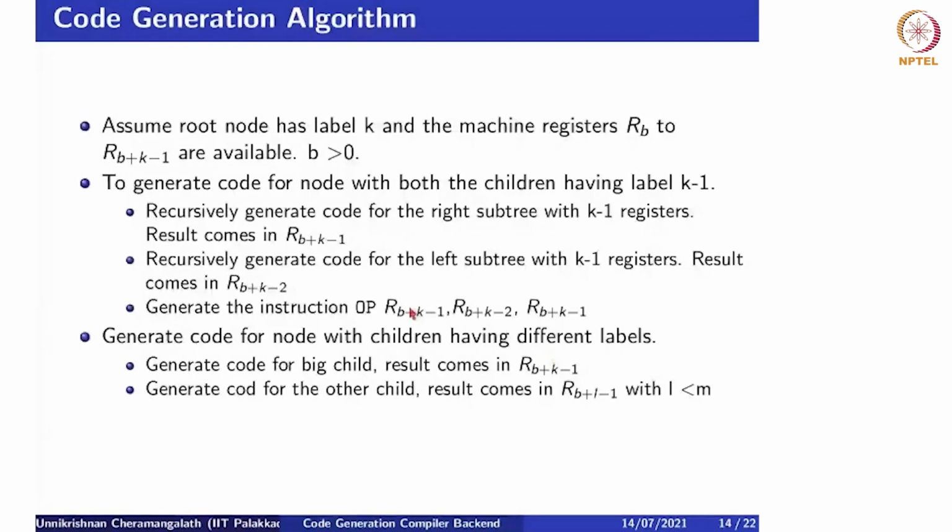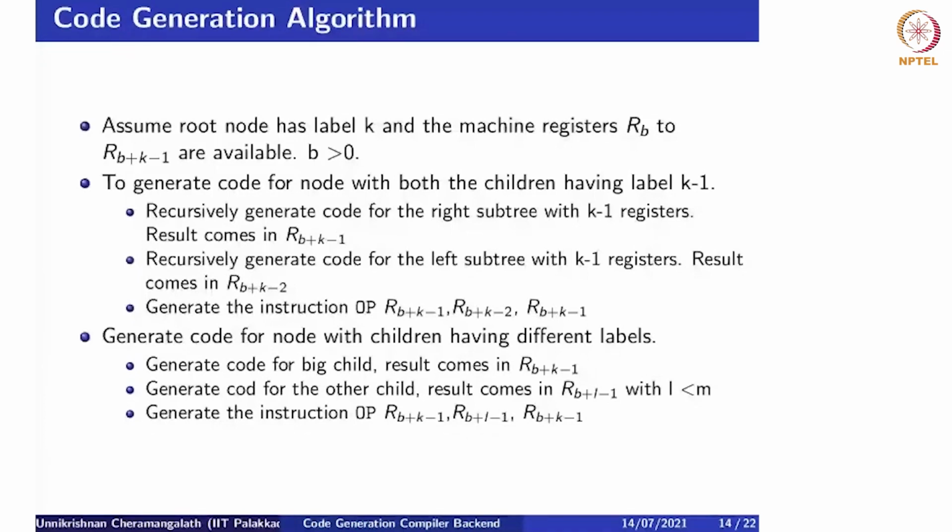As you can see, here we are not going for the right subtree first. First you generate code for the big child, the child that has the biggest label, and the result will come in R b plus k minus 1. Then generate code for the other child. The result will come in R b plus L minus 1 with L less than M. Then generate the instruction R b plus k minus 1, R b plus L minus 1, R b plus k minus 1. Any doubt on this?